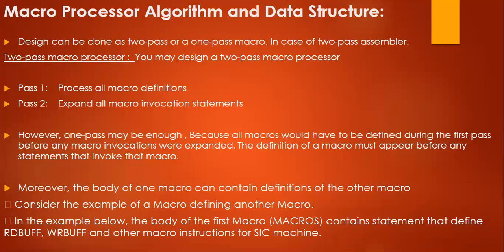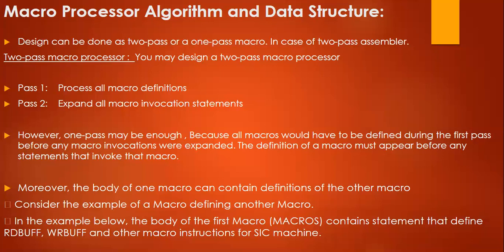So what should be done in pass one? Process all macro definitions. As you know, the macro definition should be available in the beginning of the program, so that should be handled by pass one. Then during pass two, expand all macro invocation statements. Wherever you are calling that macro, in the body of the program, it should be expanded. During pass one, we process all the macro definitions; during the second pass, we expand them.